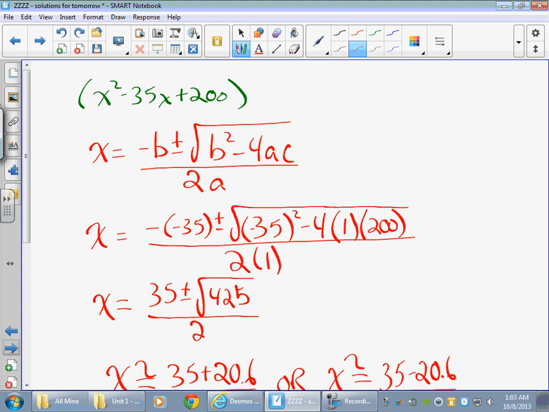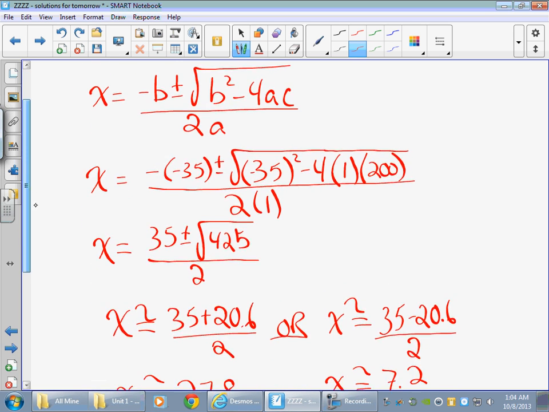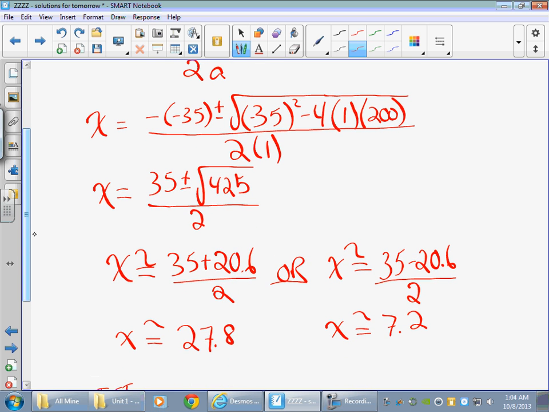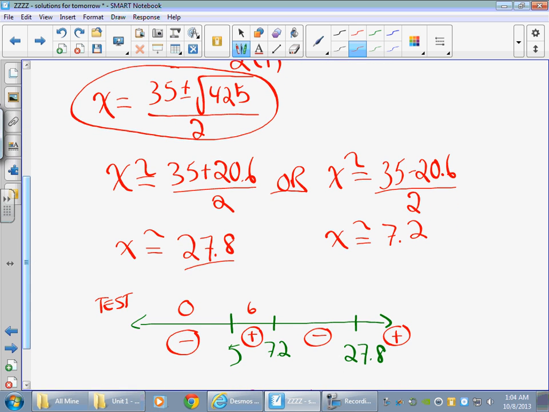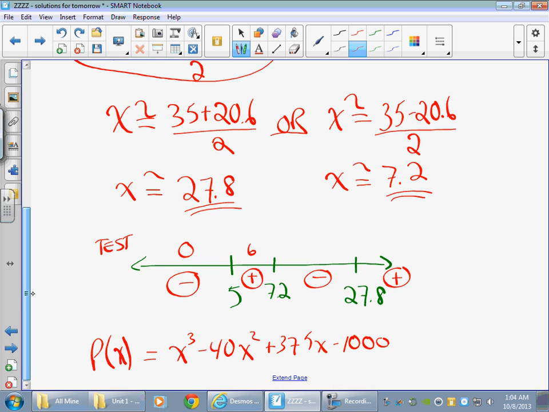So moving forward, using the quadratic formula, we can find those same two x values. It seems much quicker going through it this way than it did when I was actually writing it out. And so we end up with 35 plus or minus root 425 over 2. And hey, what a surprise, 27.8 or 7.2 are our two values. Again, the zeros specifically. And so when I make my number line, 5, 7.2, 27.8 are the zeros.